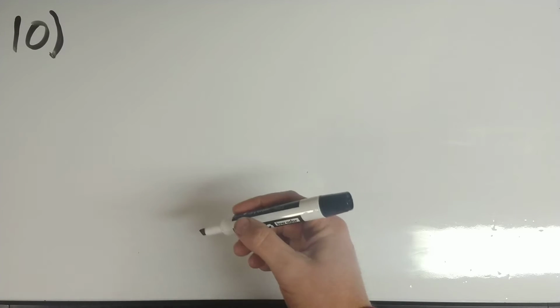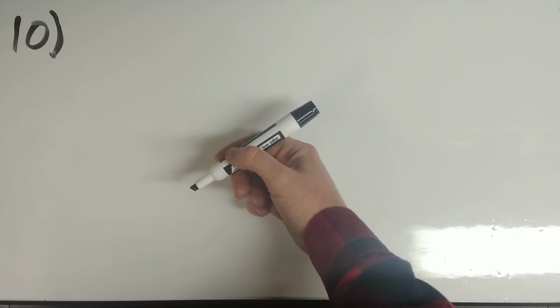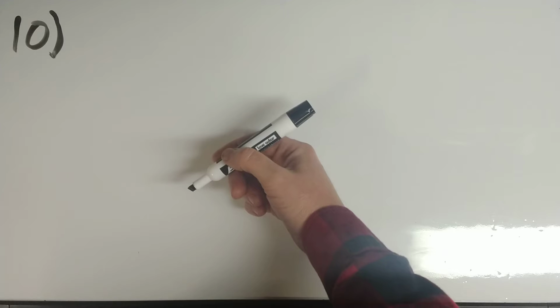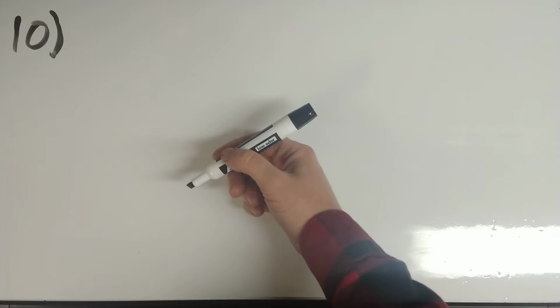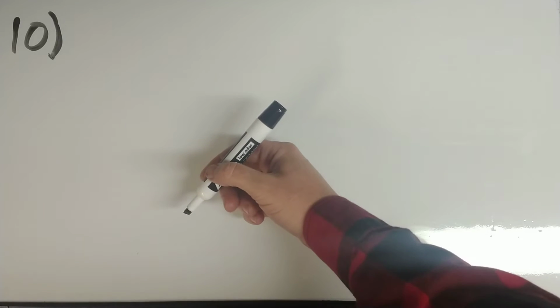So number 10, a spacecraft orbits at a uniform speed of 1,050 meters per second. The firing of one of its rockets gives it an acceleration of 57 meters per second each second. What will be the new speed of the craft after 12 seconds of rocket burning?